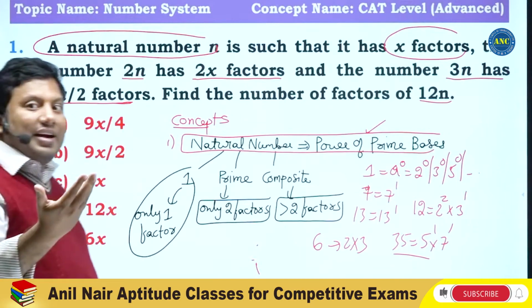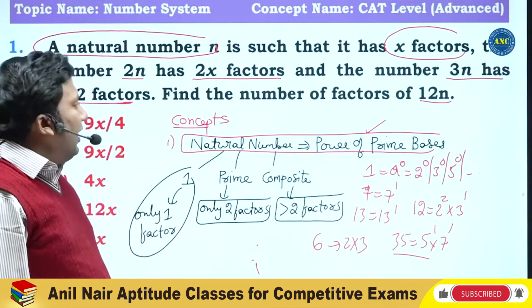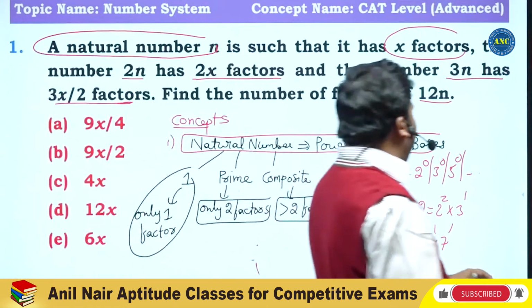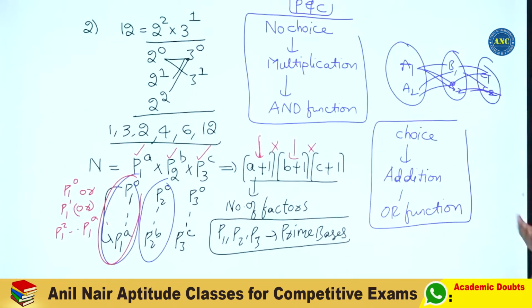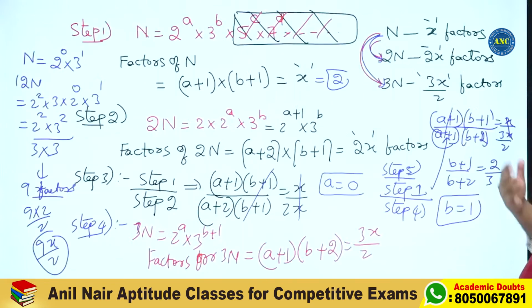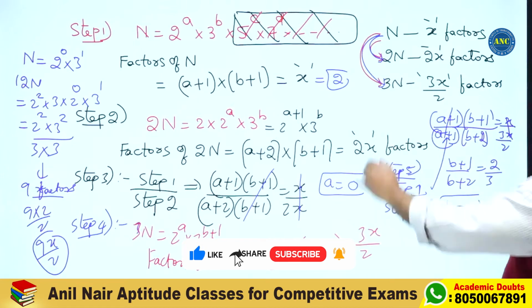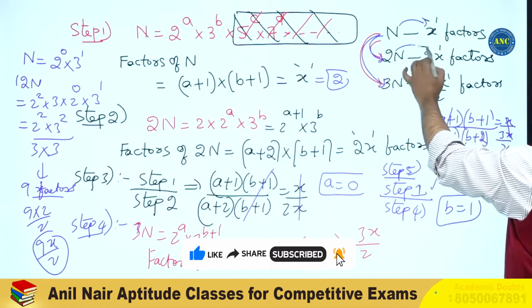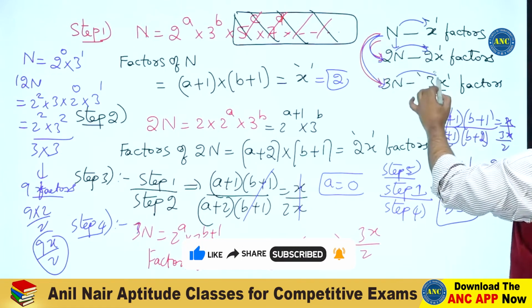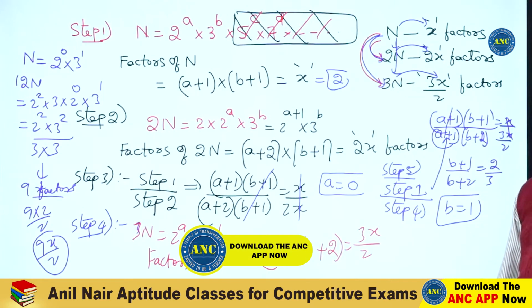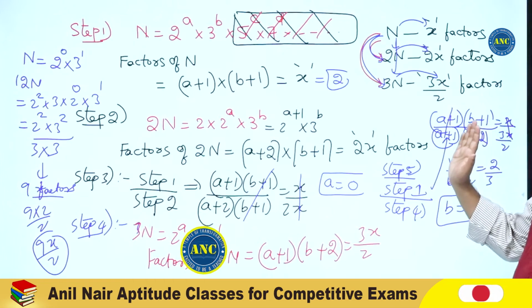I hope the idea is clear. Number has x factors, number has 2n factors. I discussed the number of factors, how to compute, how to write down the number of factors. Step 1, step 2. It is simple. Find the number of factors, divide. You will get the value of a and b.